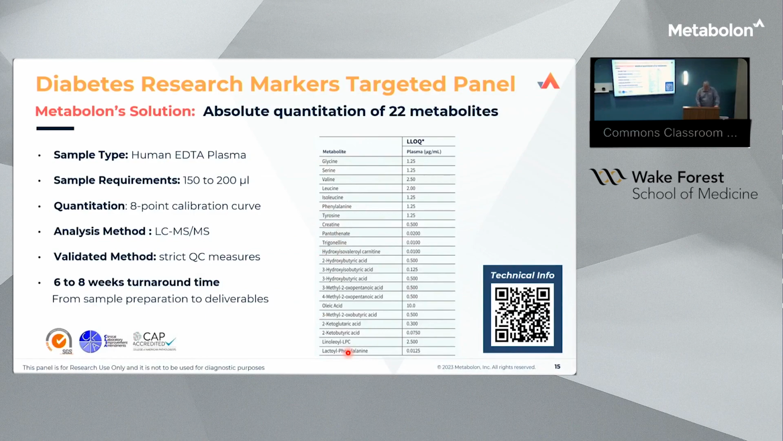a diabetes level. This is an 8-point calibration curve for each of these metabolites, really allowing you to get that quantitative data, especially when you're looking into diabetes research.